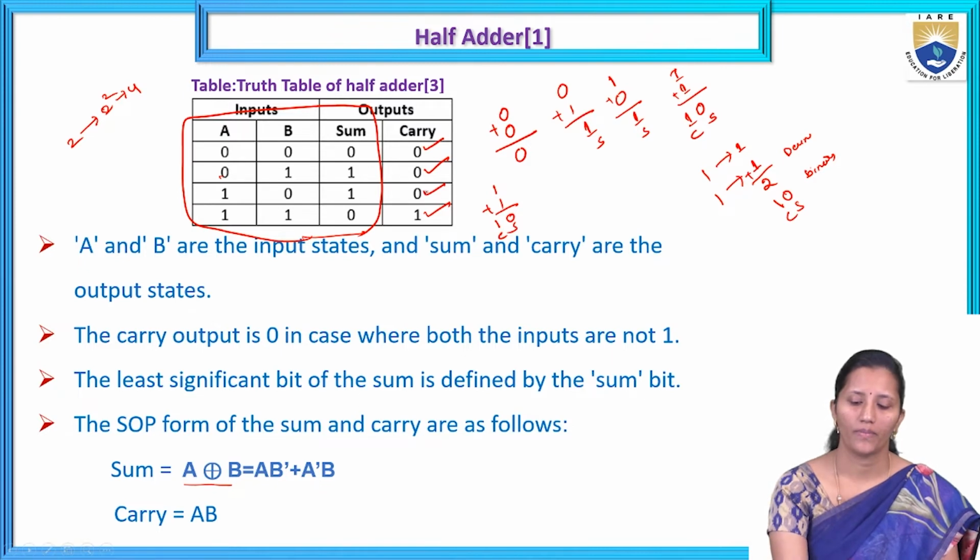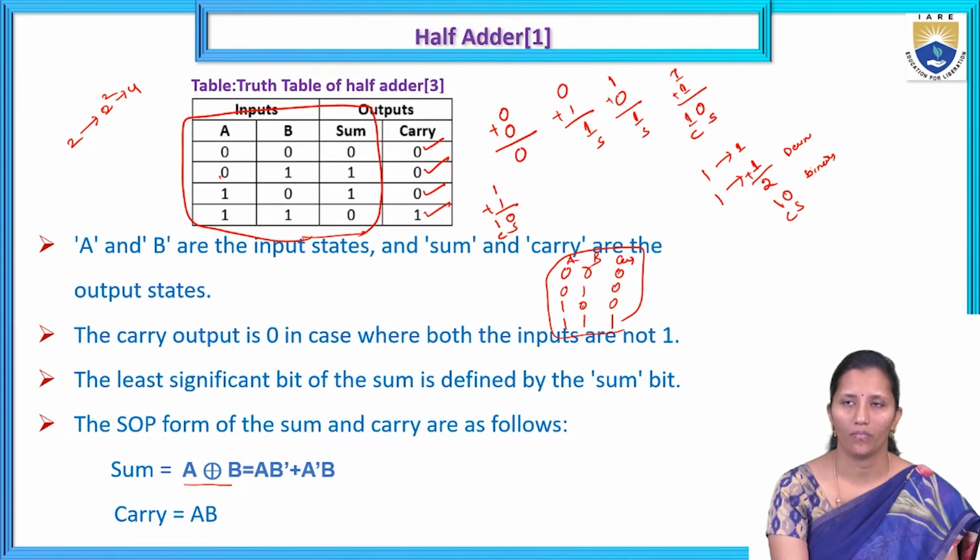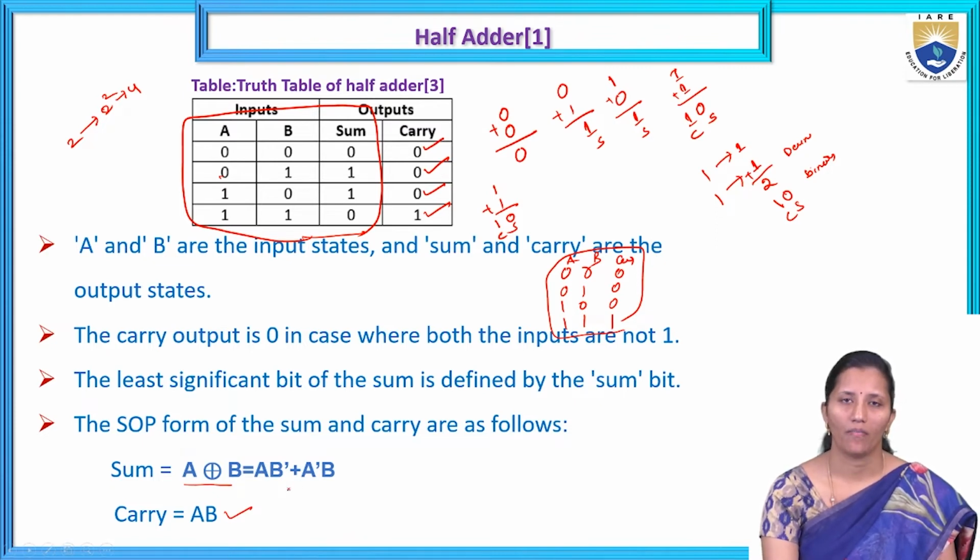Now if you observe the equation for the carry, for A, B as 0 0, 0 1, 1 0, 1 1, the carry is 0, 0, 0, 1. So this is the truth table. If both are ones only, we are getting 1. If any one of the inputs is 0, we are getting 0. So this is the truth table for the AND gate. So that's why we can write the carry is equal to A into B. So the equations for sum and carry are sum is equal to A XOR B and carry is AB.